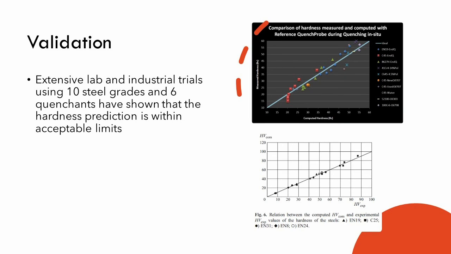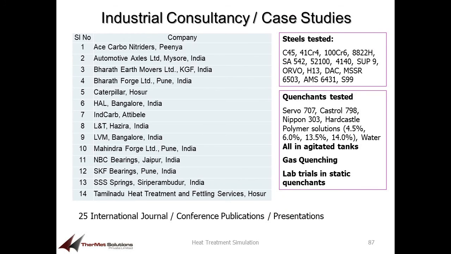Extensive lab and industrial trials using 10 steel grades and 6 quenchants have shown that the hardness prediction is within plus or minus 2 HRC. We have tested this in plant, that's the ACE carbonite riders in Pune, automotive axles, Bharat Earth Movers, Bharat Forge, Caterpillar, HAL, Indicab, L&T Hazira, LVM, Mahindra Forge, NBC bearings, SKF bearings, SSS springs, Tamil Nadu heat treatment, fettling services also. All these are our customers.